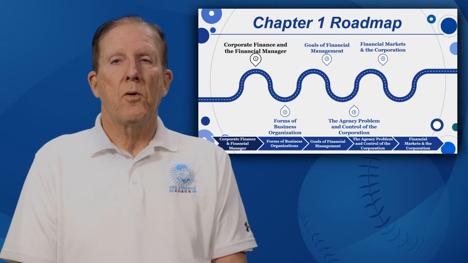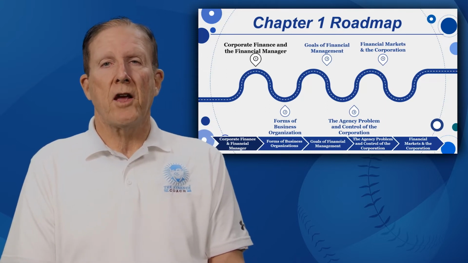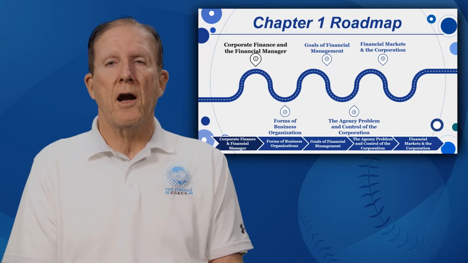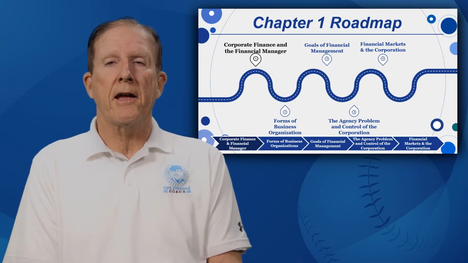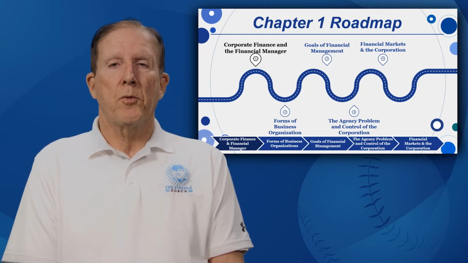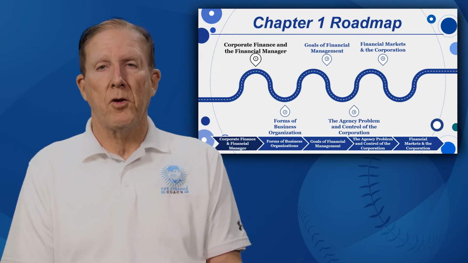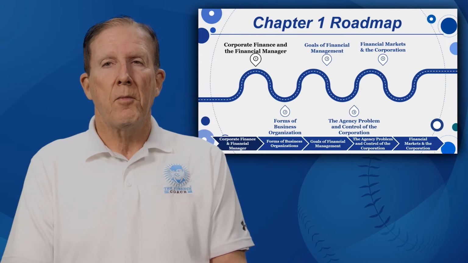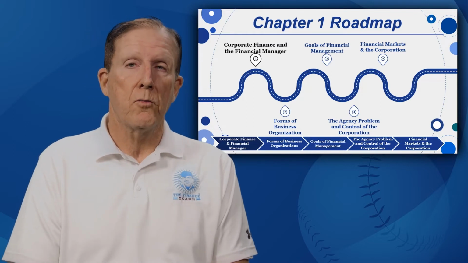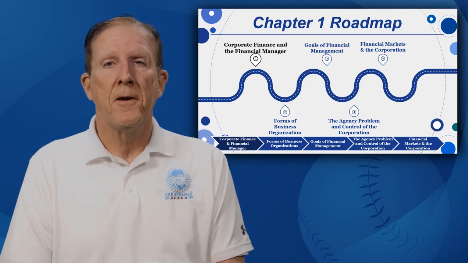Then we'll move to forms of business organization. Should I start a new business, and what kind of form can I take? We'll look at sole proprietorship. We'll look at partnerships. We'll look at corporations and the various attributes of each of those key forms of business organization. Even one of the newer forms, LLCs.